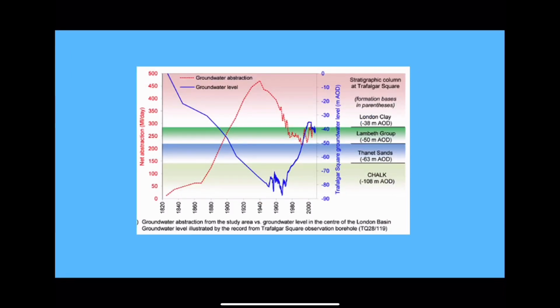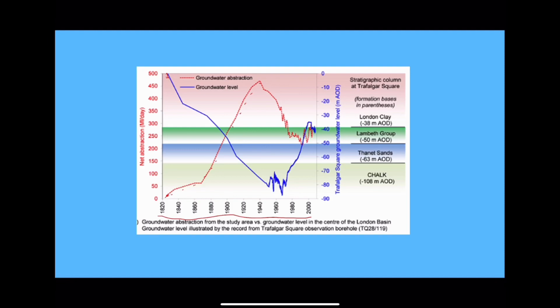So this graph shows water abstraction versus water level. This is in the London area. So we've got the years here, going back to 1820 all the way up to just after the millennium. Back in 1820 we basically weren't extracting any water at all, and the water level was very high. And then we started doing all this extraction, to a peak of extraction around the 1950s, and then for various reasons it started to drop.